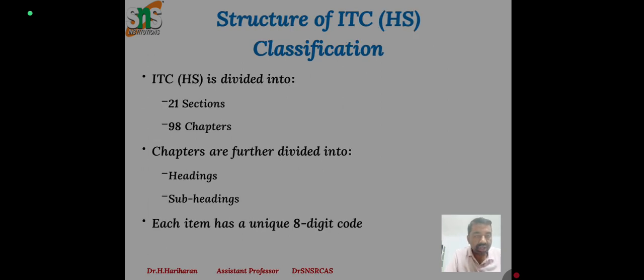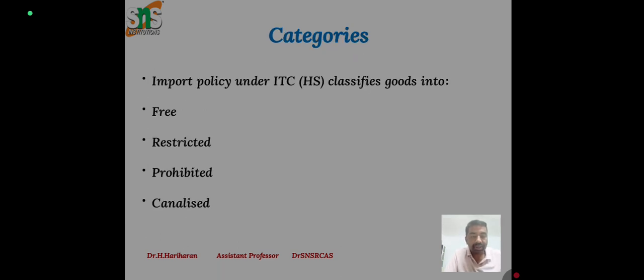Structure of ITC classification. ITC HS is divided into 21 sections as well as 98 chapters. Chapters are further divided into headings and subheadings. Each item has a unique 8-digit code. Categories: import policies under ITC HS classify goods into free, restricted, prohibited, and canalized.